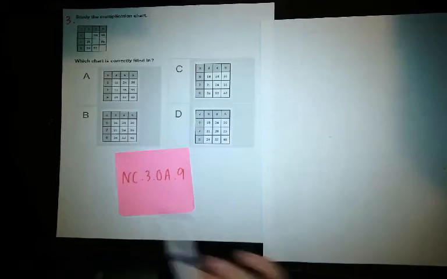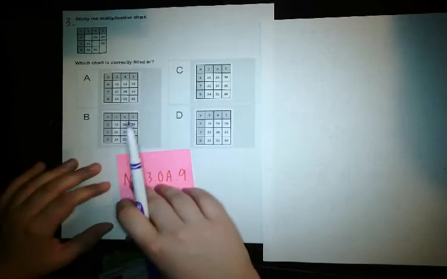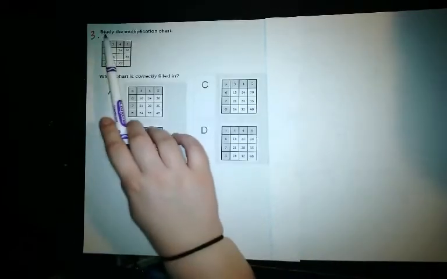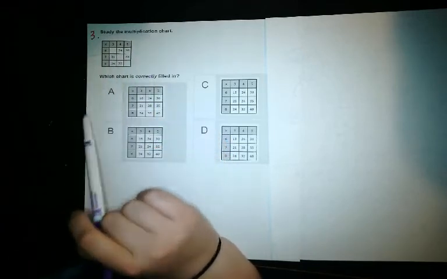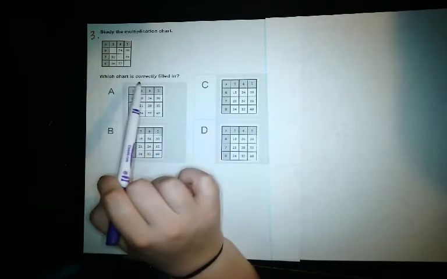This is part 3 of NC.3.OA.9. This is the last question we're going to do on the standard. Alright, let's read the question. It might be kind of hard to see, I'm sorry. Study the multiplication chart. Which chart is correctly filled out?